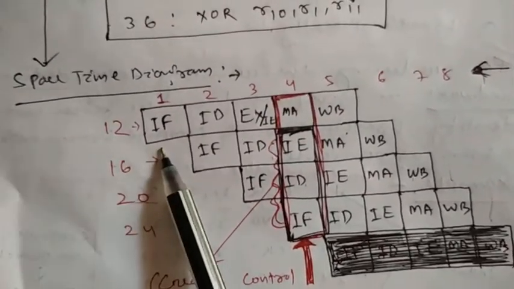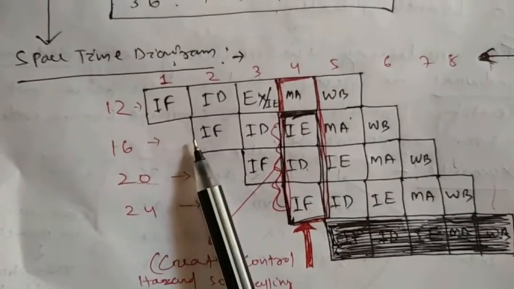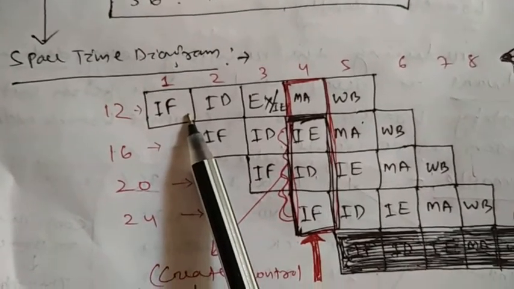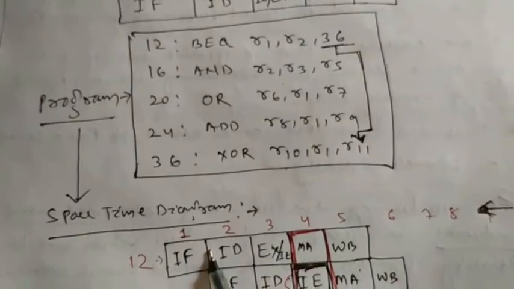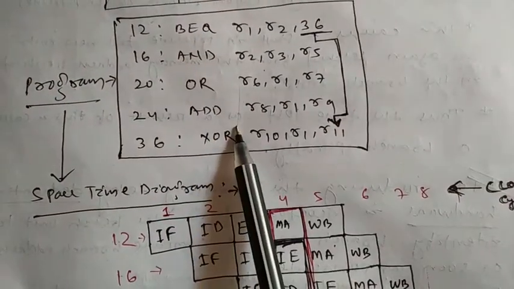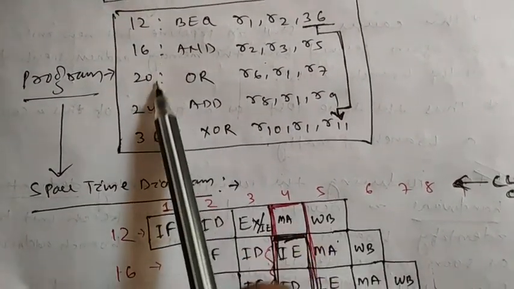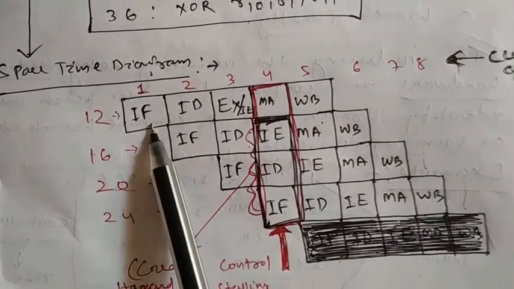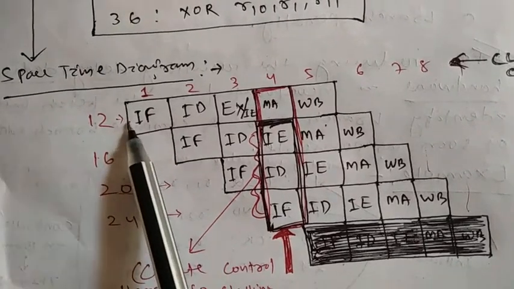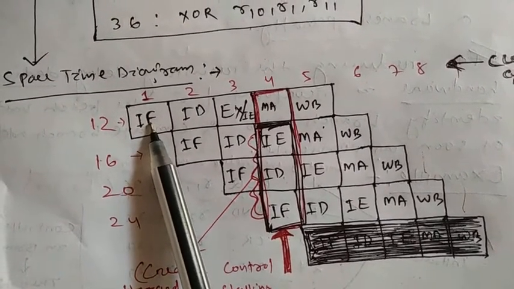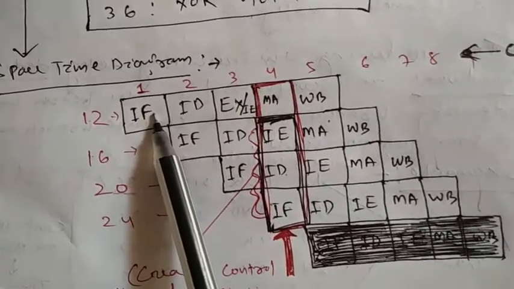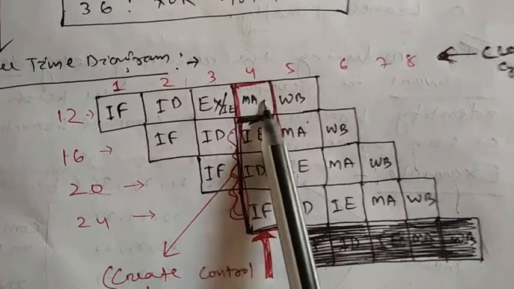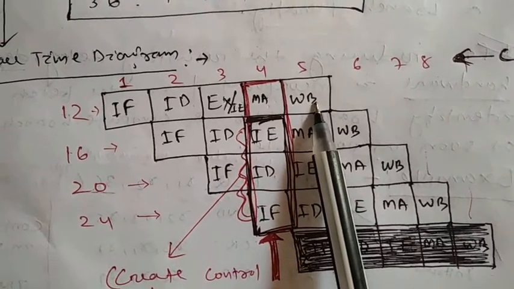So I told you, in the RISC model there are 5 stages. The instructions at locations 12, 16, 20, 24 are all loaded into our pipelining structure. So the instruction at location 12 is loaded here, and it goes through instruction fetch, instruction decode, instruction execution, memory access, and after that, write back to memory.